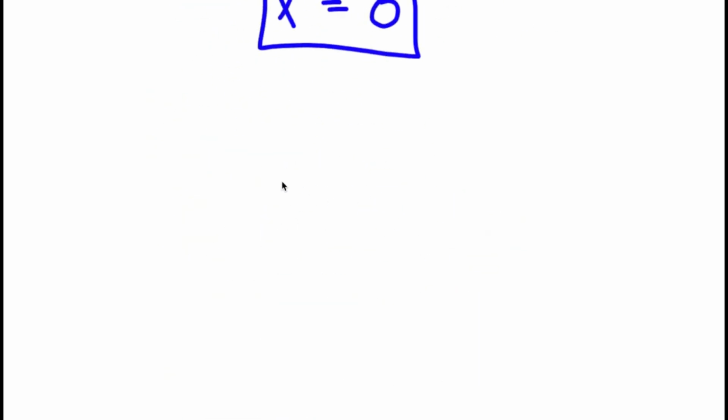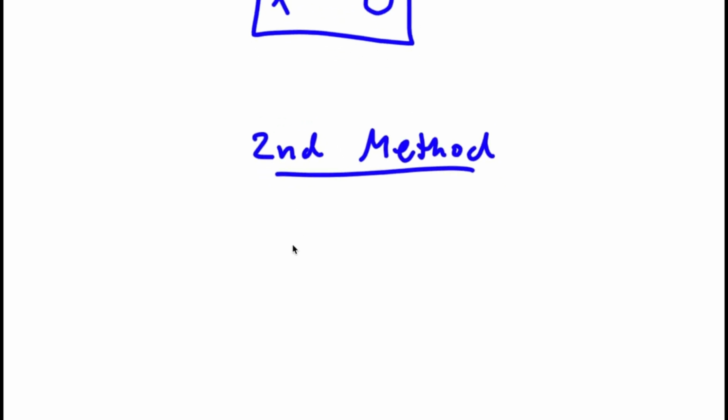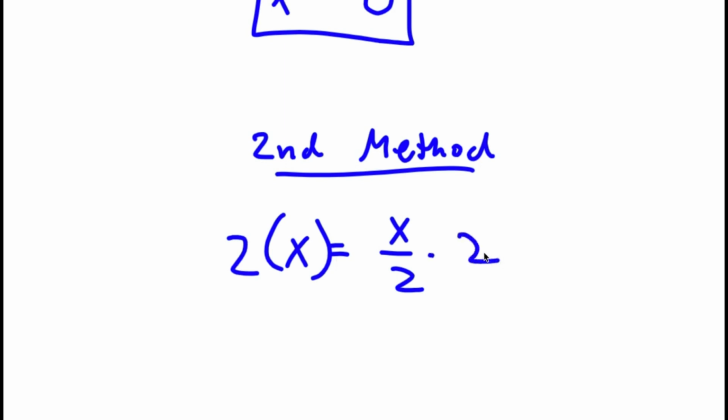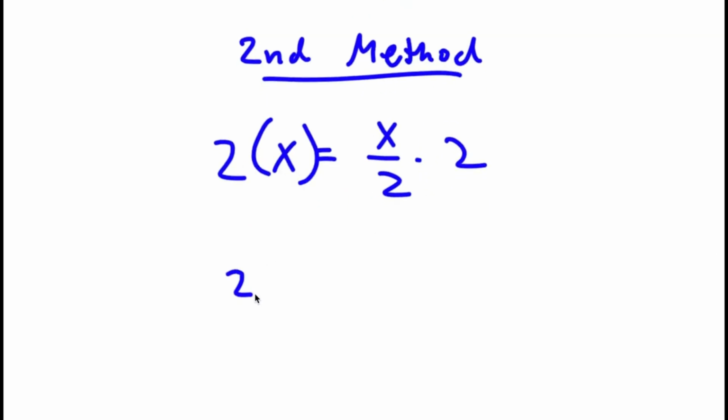Now I actually have a second method of solving this problem. So again, I first start off with x is equal to x over 2. And now this time, instead of subtracting x over 2 on both sides, I'm actually going to multiply 2 on both sides. So I have 2 times x is equal to x over 2 times 2. Well, 2 times x is simply equal to 2x, and x over 2 times 2, these two 2's cancel out, so I'll simply be left with x. So I have 2x is equal to x.